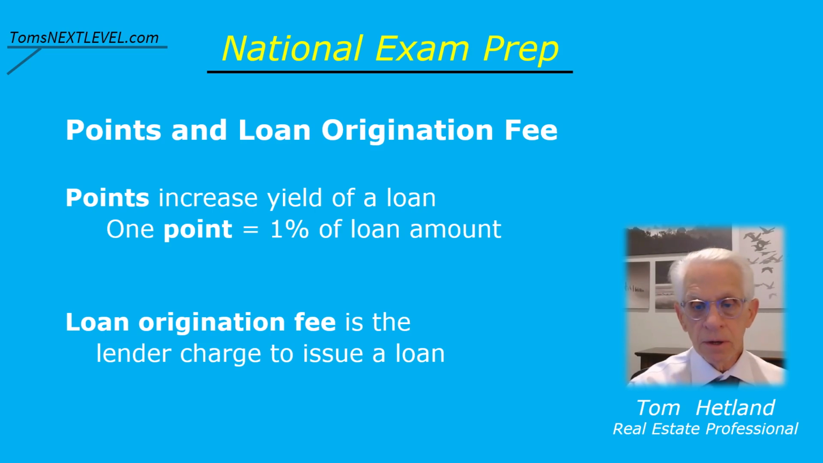Test alert here: loan amount, not the purchase price of the house. If the house price is $200,000 and the borrower wants to borrow $100,000, the value of 1 point is going to be $1,000, or 1% of the loan amount, not the purchase amount. Make sure you don't make that mistake on the test. The loan origination fee is simply what a lender charges to issue the loan. That's the income the lender makes by actually issuing and processing the loan.